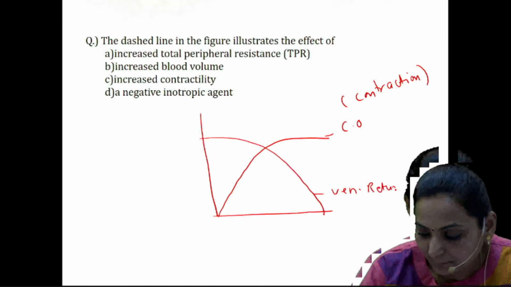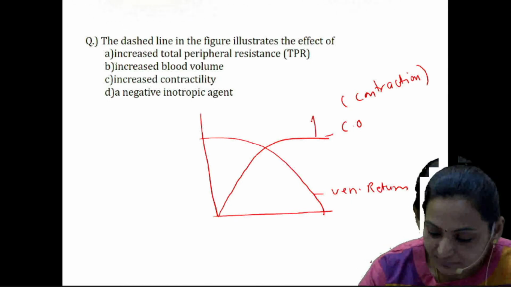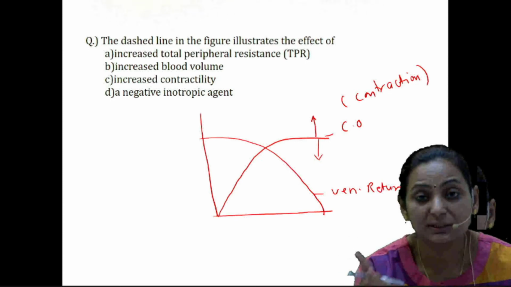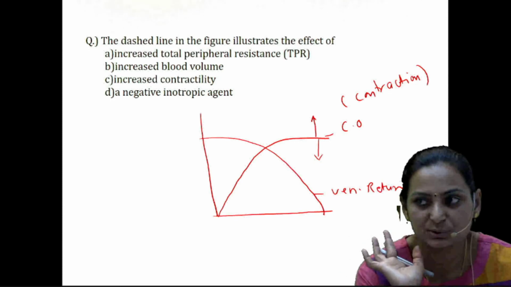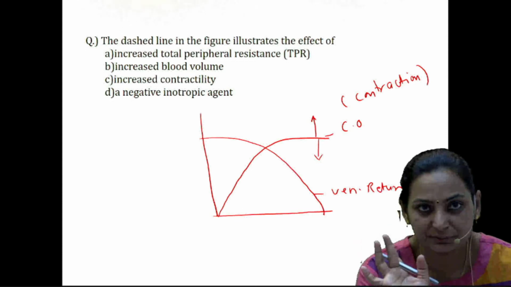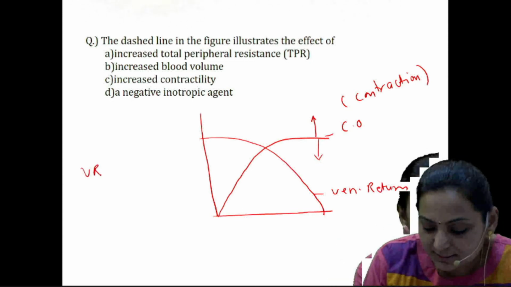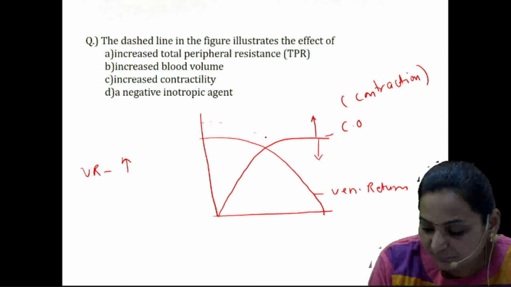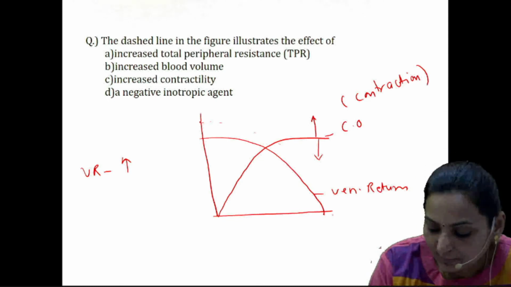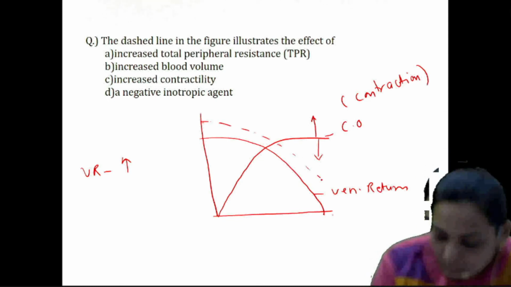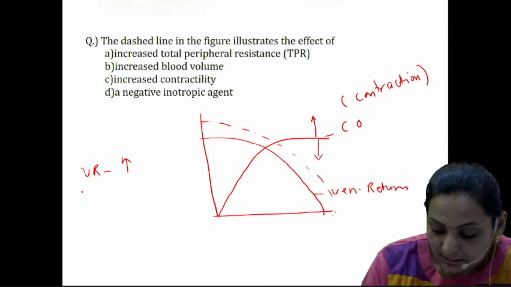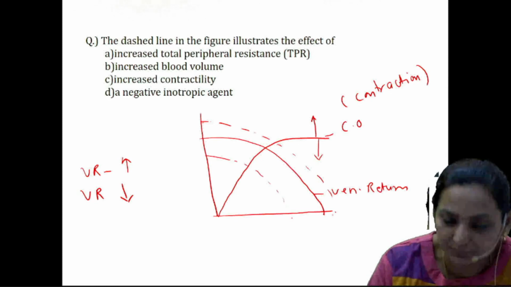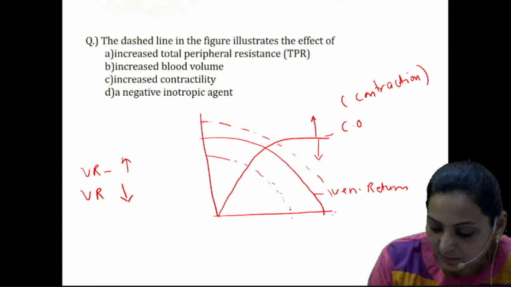So if this is shifted up or shifted down, it is purely because of cardiac contraction, not venous return. If the venous return is increased, this will be the shifting of the graph like this. And if the venous return is decreased, then the graph will come over here.